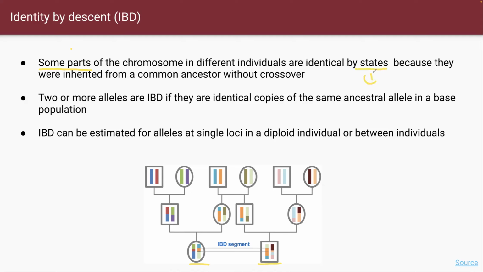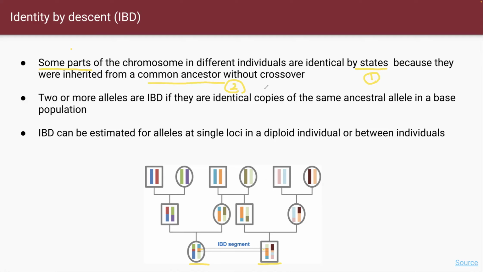So that's the first thing. And the second one is that they were inherited from a common ancestor. Common ancestor is the second one. So if you look at this orange bar here and this orange bar here, they are the same state, right? Because they are both the orange one.